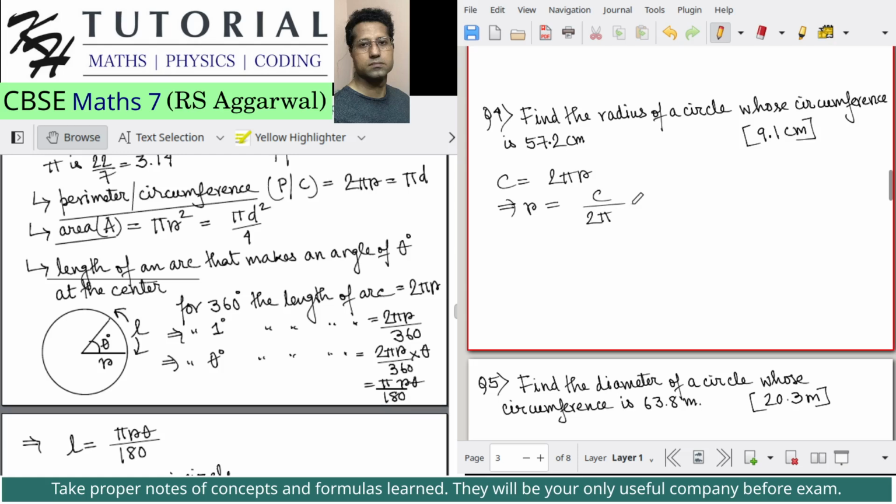Now in this problem it is not given what value we have to take for pi, so we have to take pi as 22 by 7. So this is equal to, C is given to be 57.2 divided by 2, and pi is 22 by 7. So this much centimeter will be the radius. This is equal to 57.2 multiplied by 7 divided by 22 multiplied by 2.